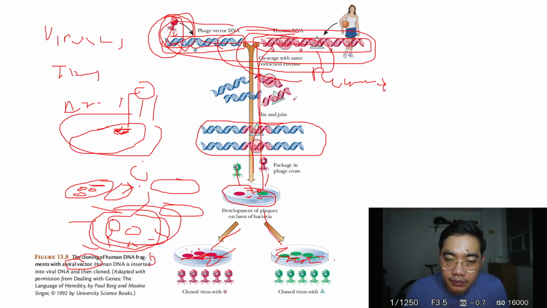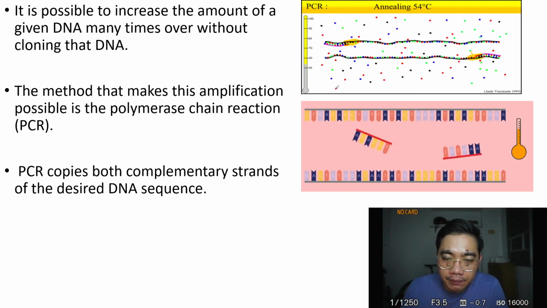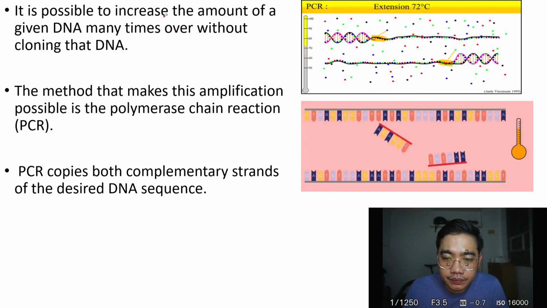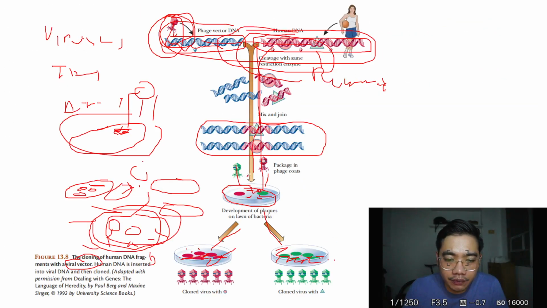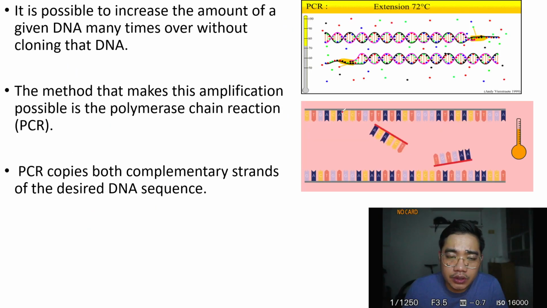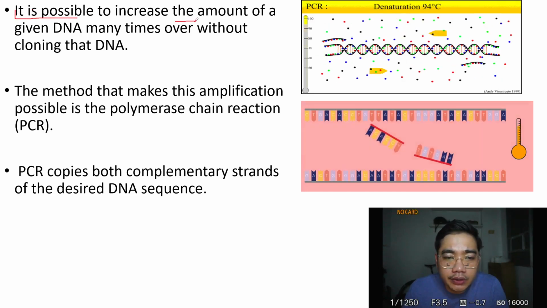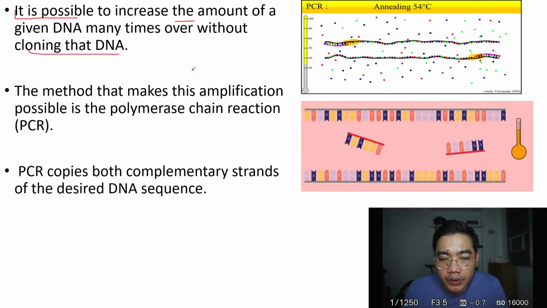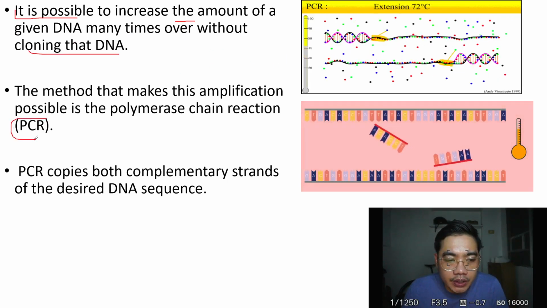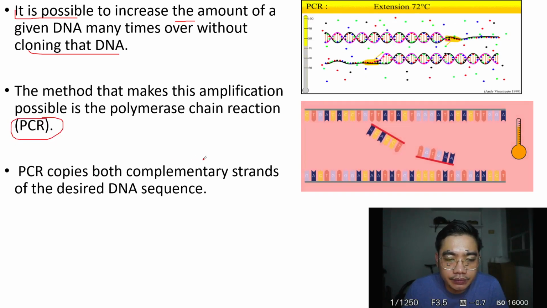going back here, even though it's quite rapid, quite fast, and it produces a lot of genetic material, the problem is it's still quite tedious because you need to have bacteria plaque, you need to harvest your bacteriophages and such. So it is possible to increase the amount of DNA without cloning. So we have what we call PCR, polymerase chain reaction.